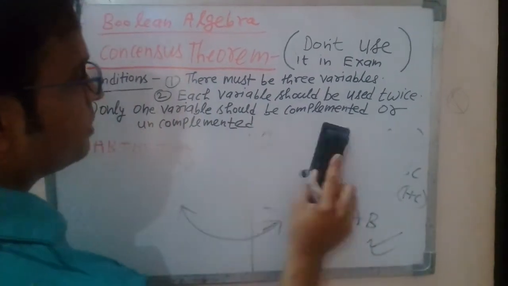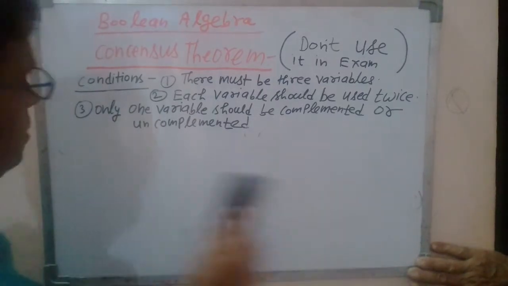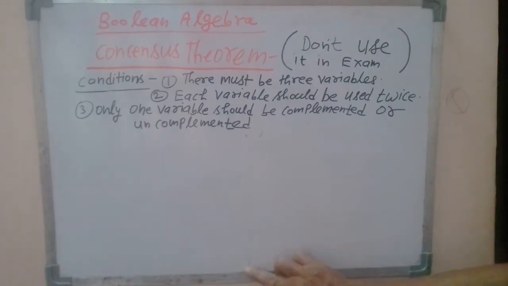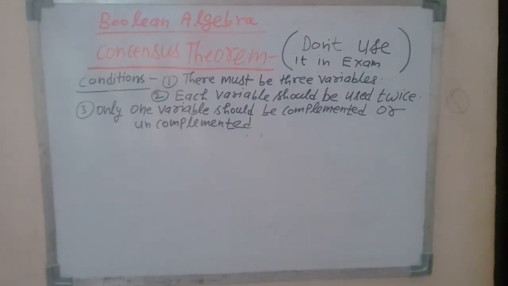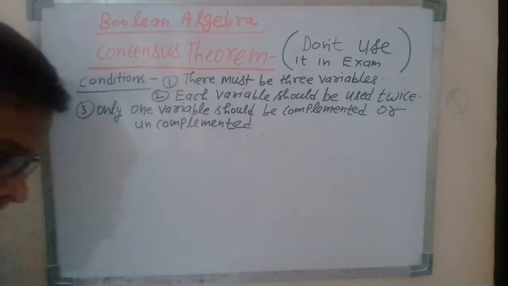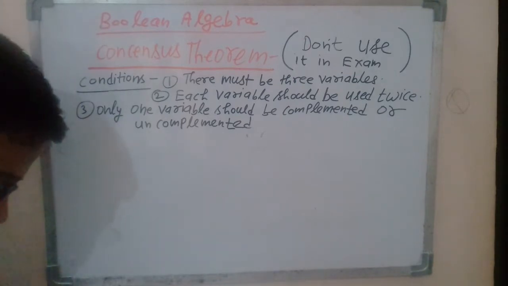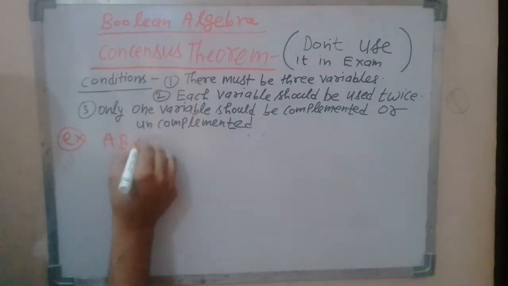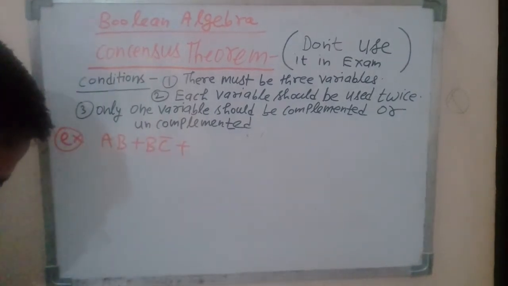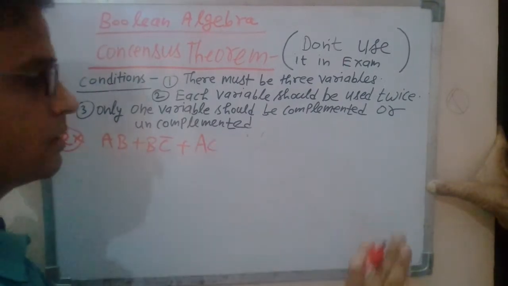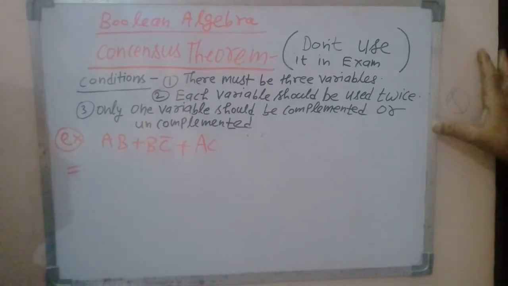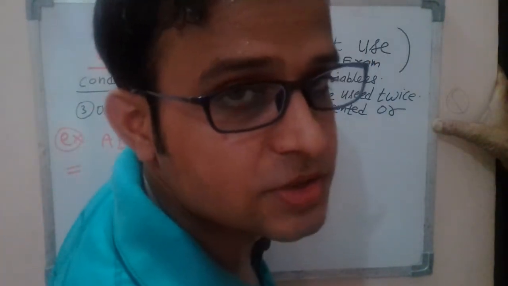Let me give you a further example. Second example, just note down: AB plus BC bar plus AC, right? Now use this trick. This trick is known as the consensus theorem, right?